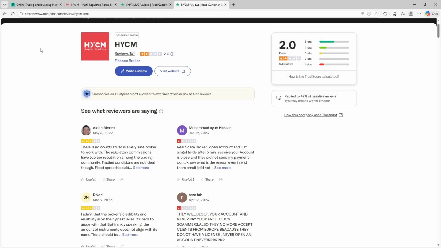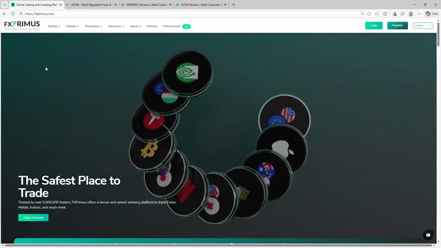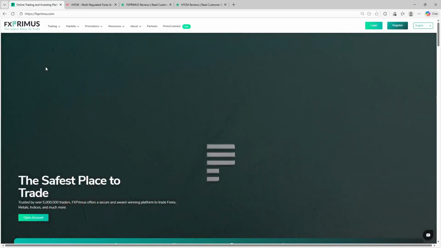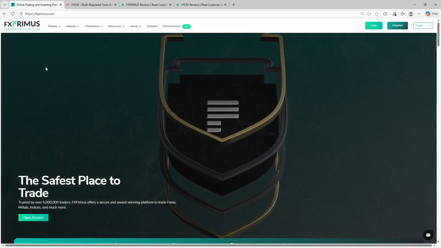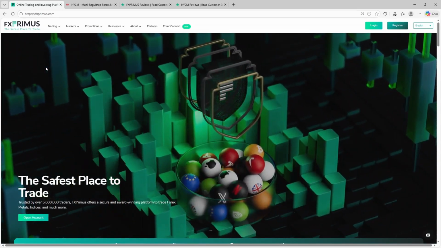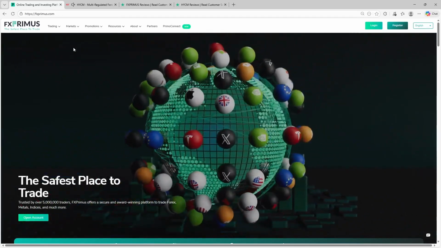Final takeaway, FXPrismus is better suited for traders who want structured account tiers, strong client support, and a disciplined trading environment with clearly defined expectations.